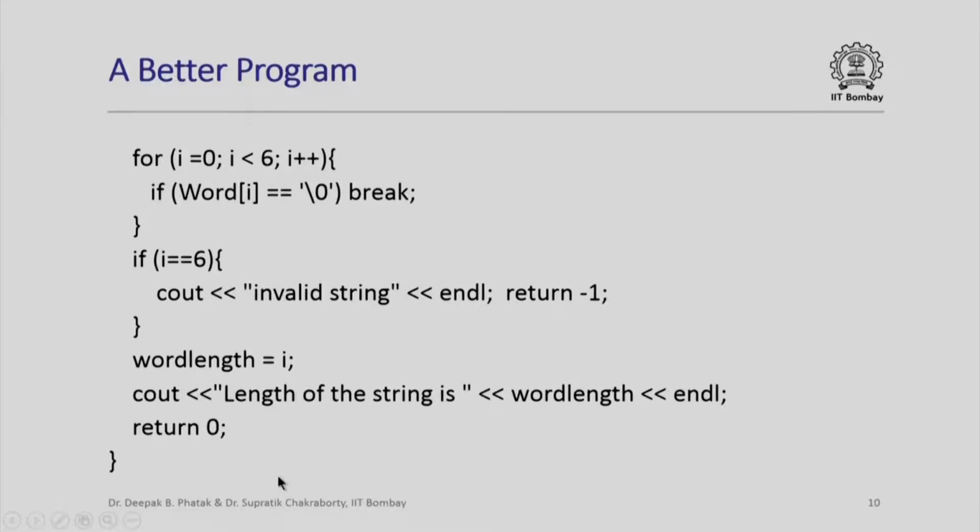A better program is to do this. If i equal to 6, then we say invalid string. That means the cin had read a string, but did not find a string of less than 6 characters. So, it did some fancy stuff, but when we came out, i was equal to 6. Now, if even on reaching i equal to 5 I do not find \0, which was the 6th position in the array, then there is an invalid string. So, we return with an error. Otherwise, we print the length of the string is word length.